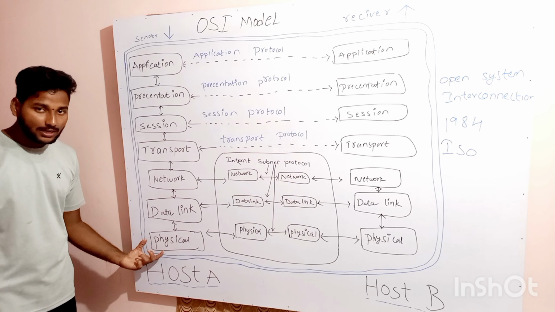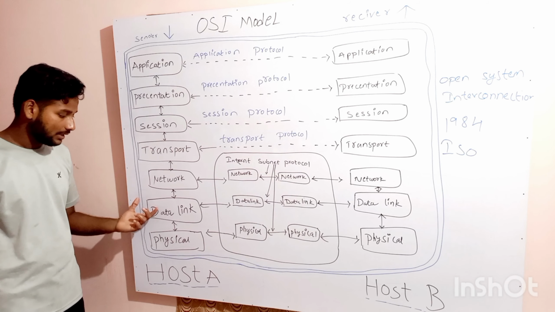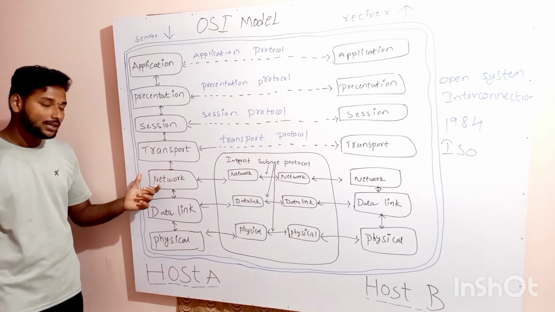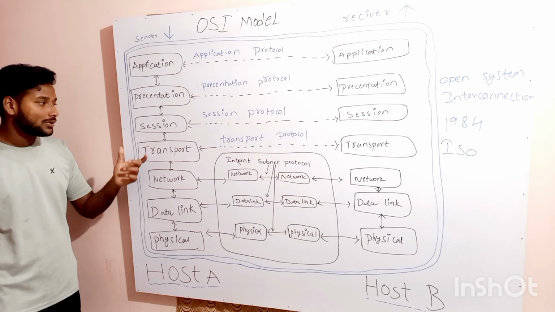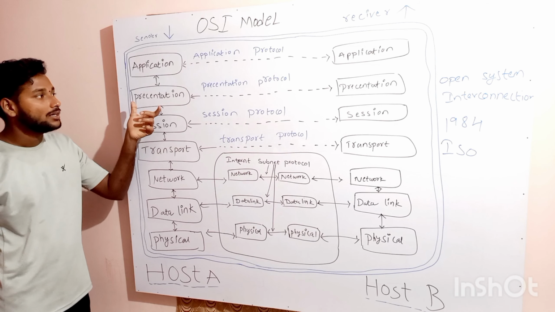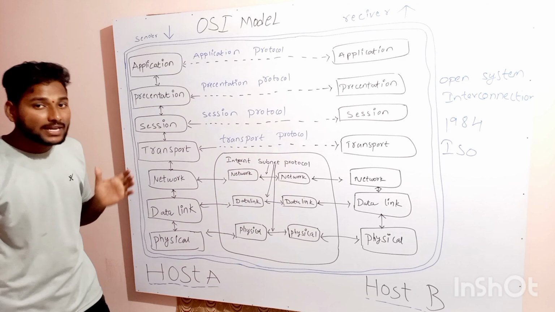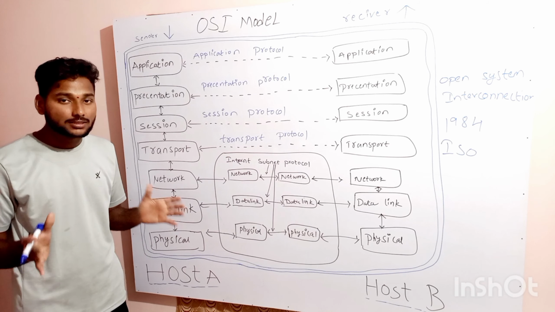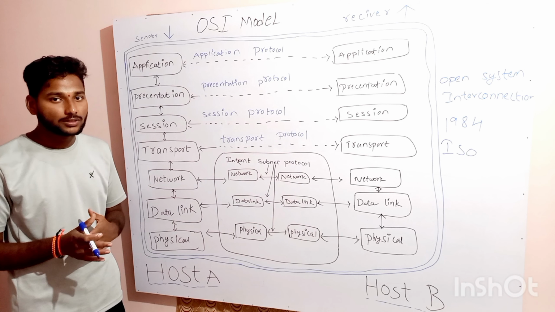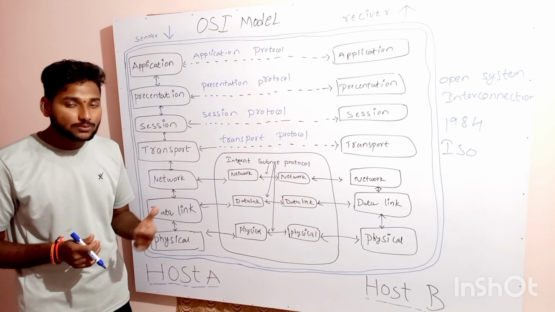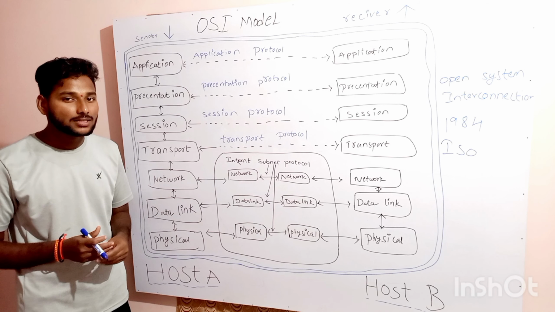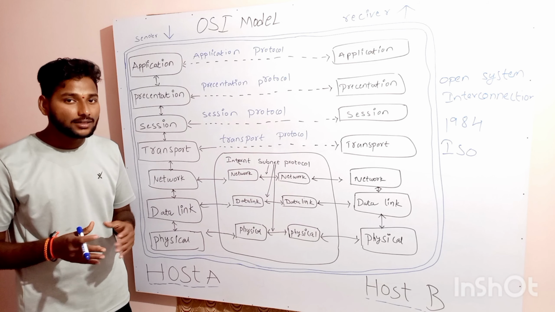The physical layer is the bottom layer, the next one is the data link layer, then the network layer, transport layer, session layer, presentation layer, and application layer. OSI mainly deals with how the systems are connected. It was developed by the ISO, International Standard Organization, in the year 1984.